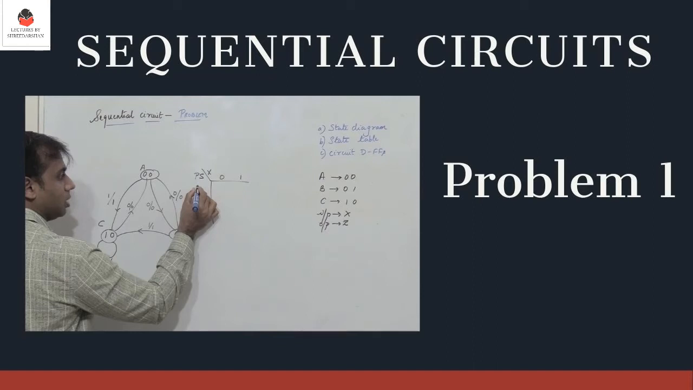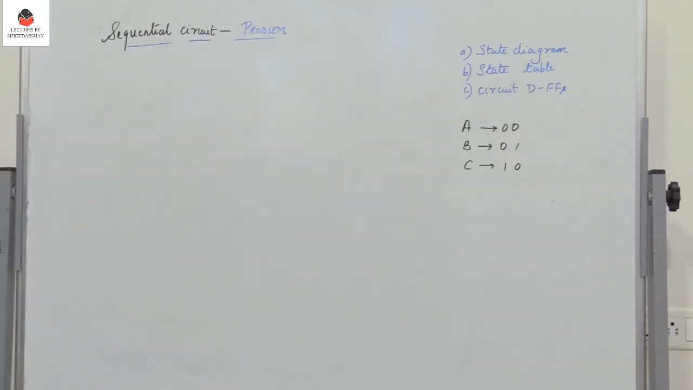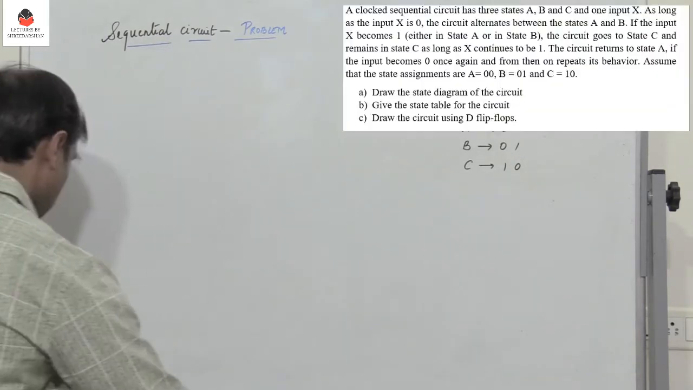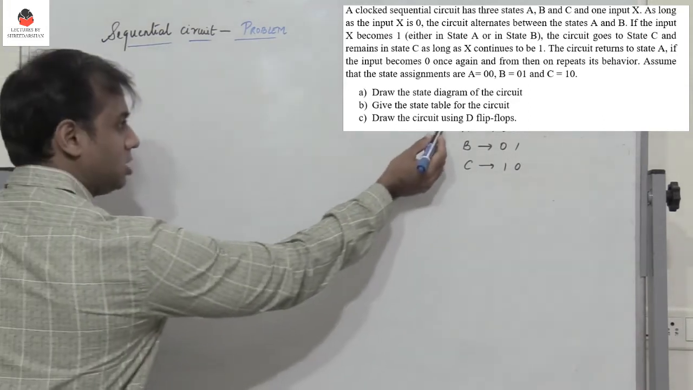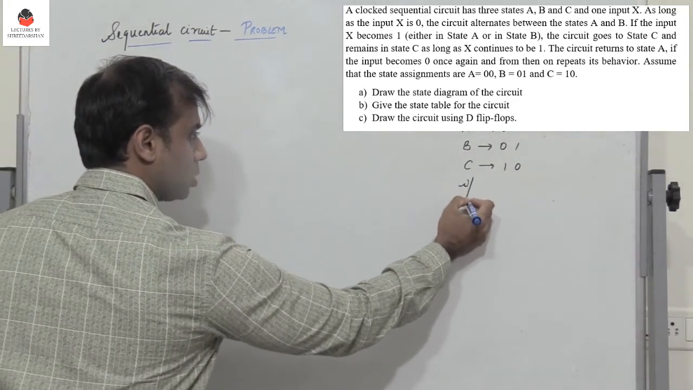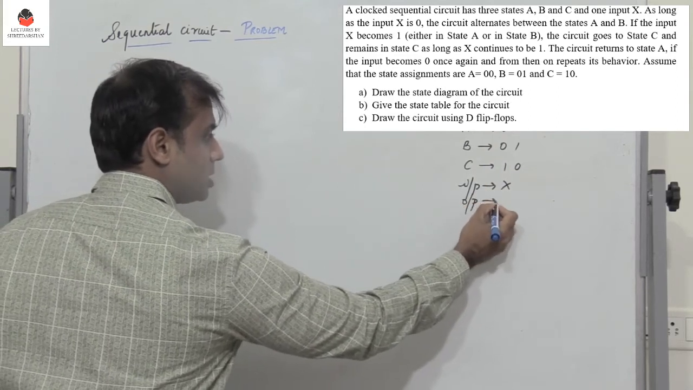Problems on sequential circuits are very interesting. So let's solve a problem. You can see the problem statement on the screen. The problem states that a clocked sequential circuit has 3 states A, B, C and 1 input X. So the 3 states are A, B, C and the input is X. And it defines the output as Z.